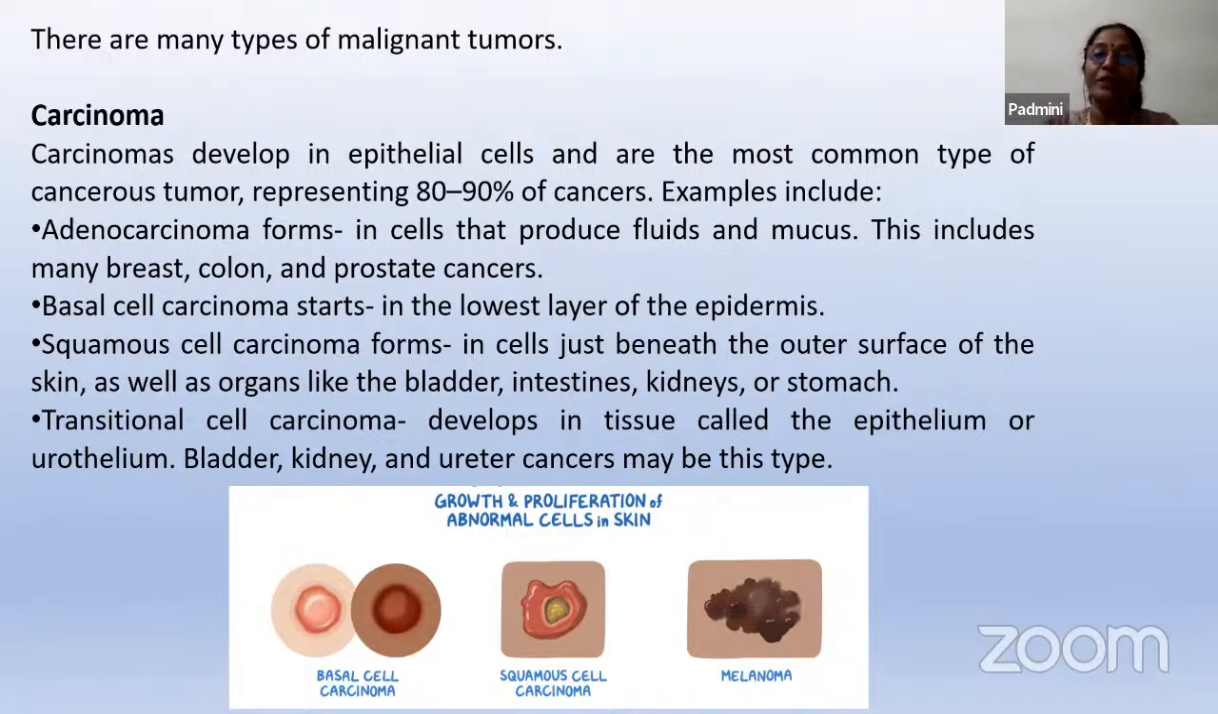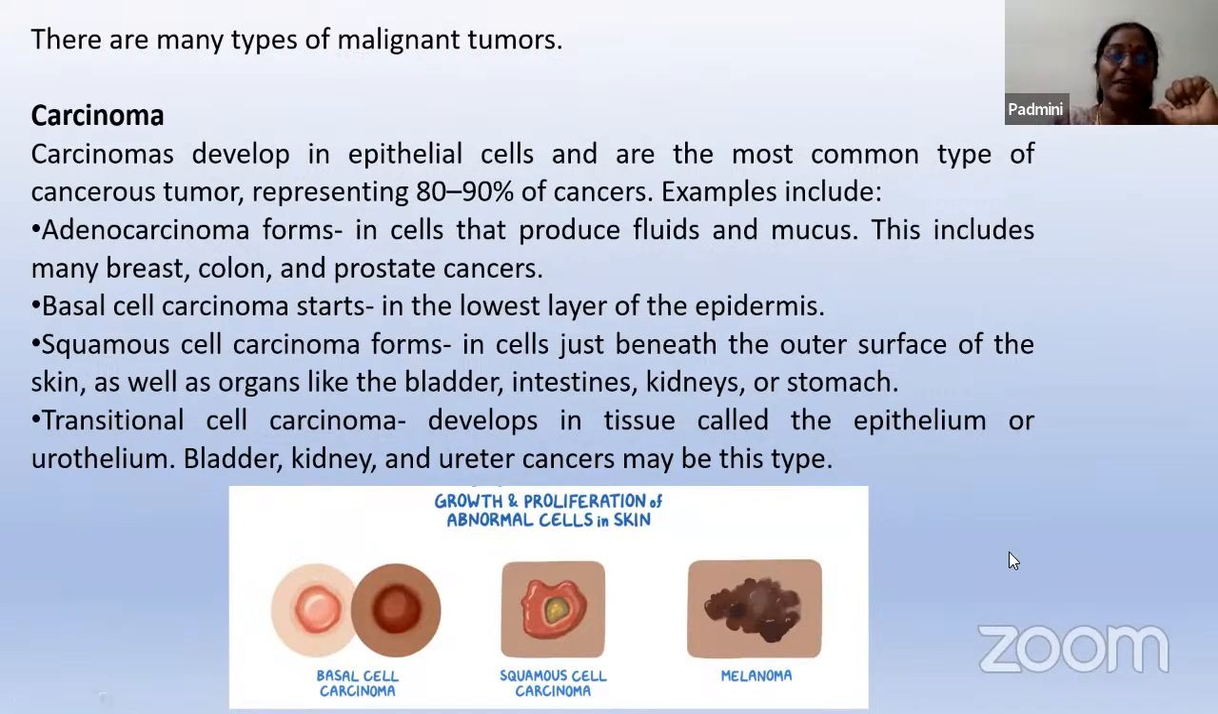These are produced in the fluids and the mucus. Remember the epithelial cells inside. This includes breast cancer, colon cancer, and prostate cancer. So these are the places where the fluids are produced and the mucus is also formed, taking care of the colon and the prostate. In the breast, these cells are going to produce milk, and that is the reason they are called glands, where they produce fluids and mucus. So adenocarcinoma means the cancers in the breast, colon, and prostate.